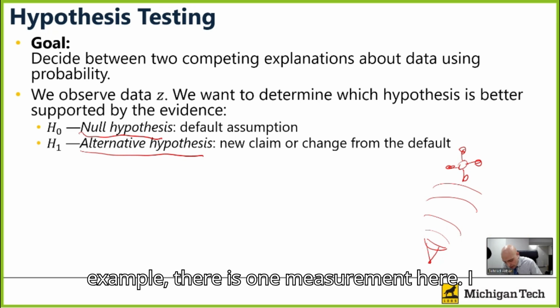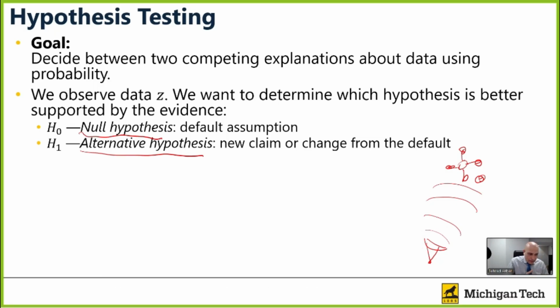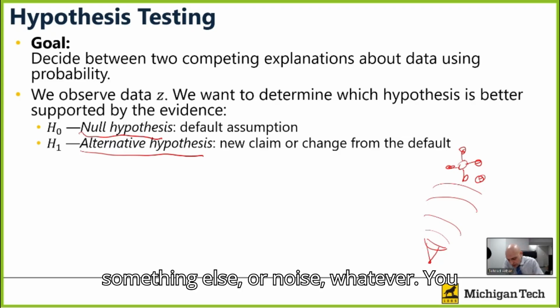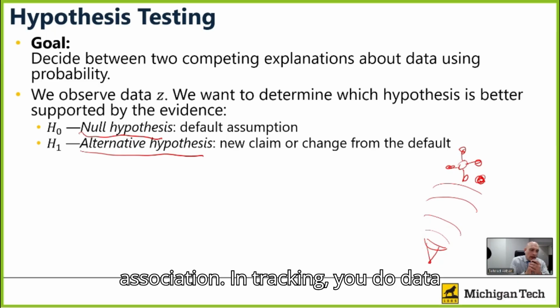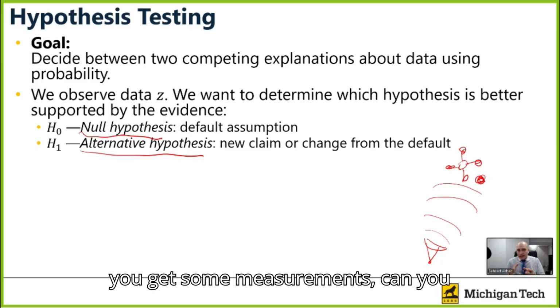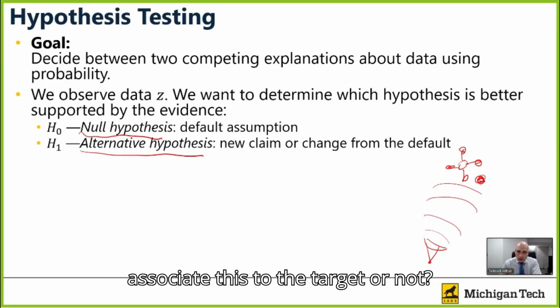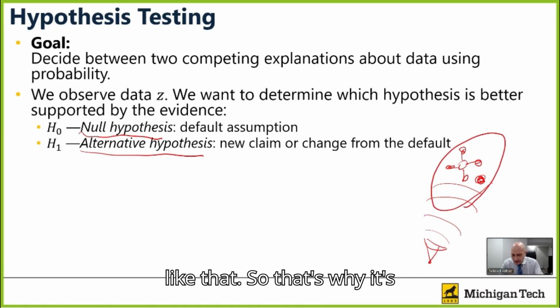Like for example, there is one measurement here. I don't know, it was something else, like something else or noise, whatever. You got something else and you want to see if this is a valid measurement, because you need to do association. In tracking, you do data association. Data association means if you get some measurements, can you associate this to the target or not? Because that's going to change the position of the target. Tracking is like that. So that's why it's important.